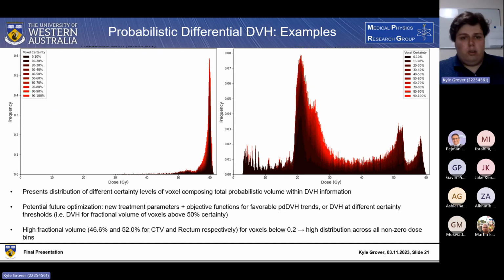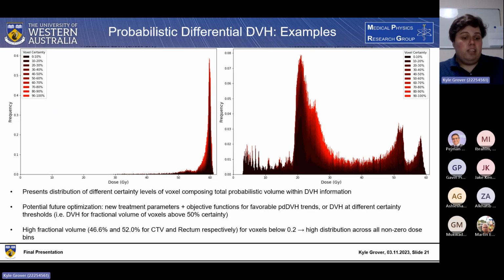Finally, I'll touch on a little bit of information about the probabilistic DVHs that were produced. These are 2 examples, and as we can see, the distributions present different certainty levels of the voxels that comprise the total probabilistic volume within the DVH information. In particular, we have potential to find trends where, particularly for this rectum, from doses of about 20 gray to 30, we have the majority of the high certainty and high agreement voxels within the probabilistic definition falling within that range.